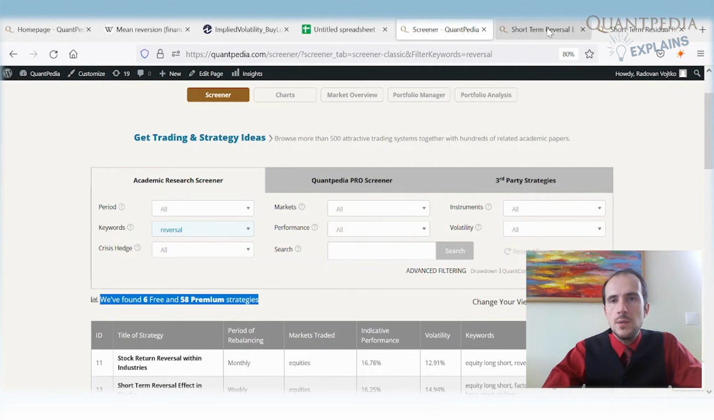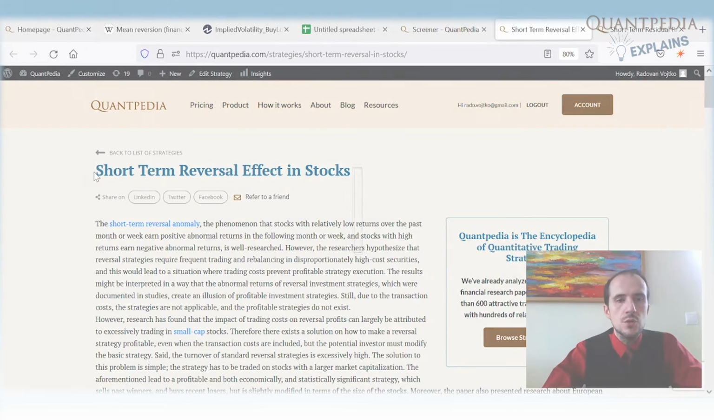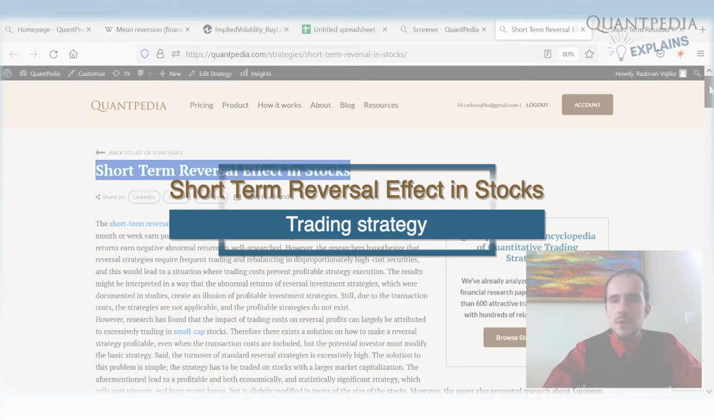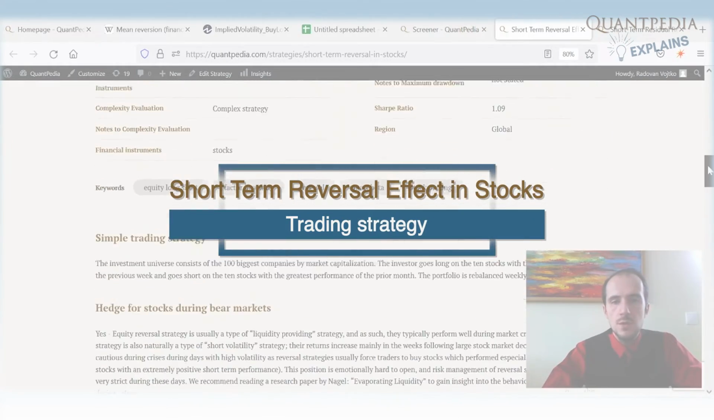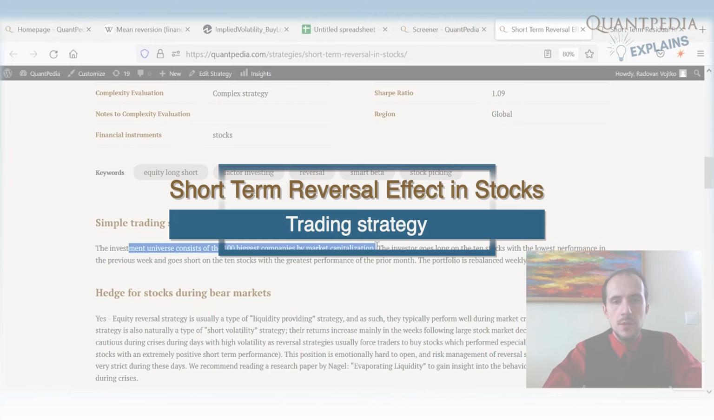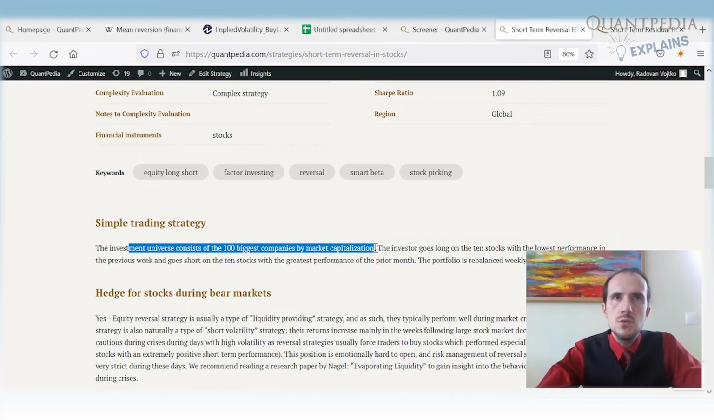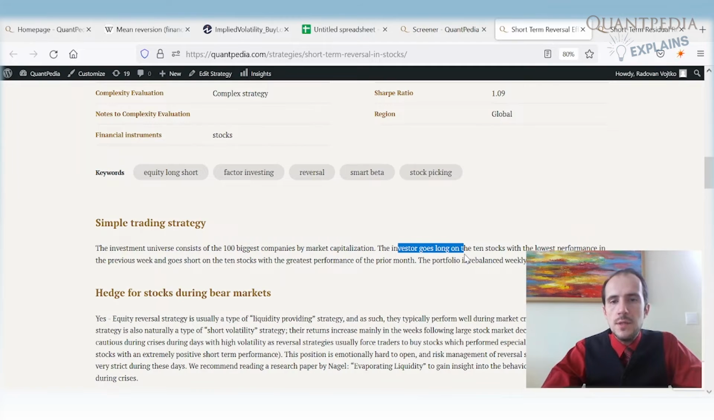I will show you one default mean reversal strategy. It's called the short-term reversal effect in stocks. What does it mean? In this strategy, the investment universe consists of the biggest companies by market capitalization. Mean reversion strategies usually perform well on assets that are highly liquid, so that's a really nice perk of those strategies. In our case, we do not have a problem with liquidity because we are trading the 100 biggest companies. We go long the 10 stocks with the lowest performance in the previous week, and we go short the 10 stocks with the greatest performance over the previous week. The portfolio is rebalanced weekly.